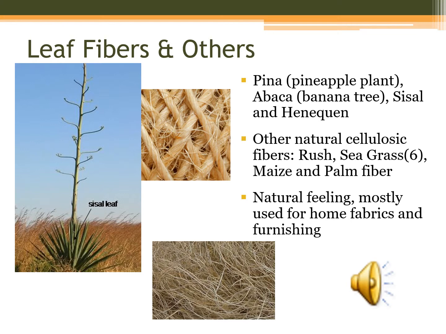The final category of cellulosic fibers we're going to talk about are leaf fibers. These actually come from the veins that you find within leaves of plants. Some examples of these types of fibers are piña from the pineapple plant, abaca from the banana tree, sisal, and the top two pictures are representative of sisal fibers, and henequen. Other natural cellulosic fibers are rush, seagrass, maize, and palm fibers, which a picture of that is on the bottom. Generally, these fibers are pretty natural feeling, and most are used for home fabrics and furnishings.